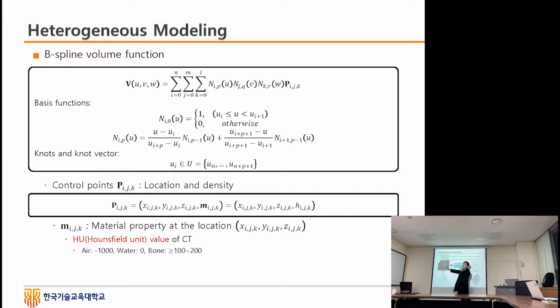Actually, the pixel value in a CT image uses the unit of Hounsfield, HU for short. It is different from an ordinary image pixel value. It is not an RGB or grayscale value. The HU value is closely related to density. So as I mentioned, air has negative 1000, water has 0, and bone has a value larger than 100.